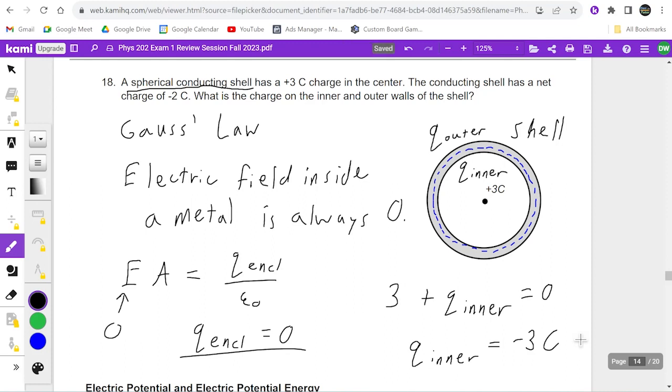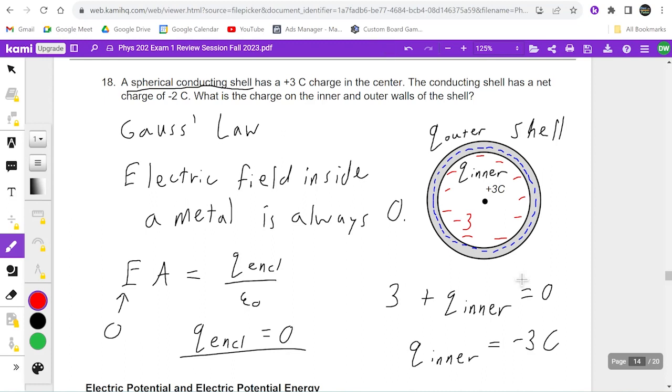Now let's think of it from a logic perspective. We just proved it using Gauss's law. From a logic perspective, this makes sense. The metal wants to arrange its negative charges so that it's exactly negative 3 coulombs on the inner wall, spread out evenly, so that way it perfectly balances out the 3 coulombs in the middle. That makes sense.